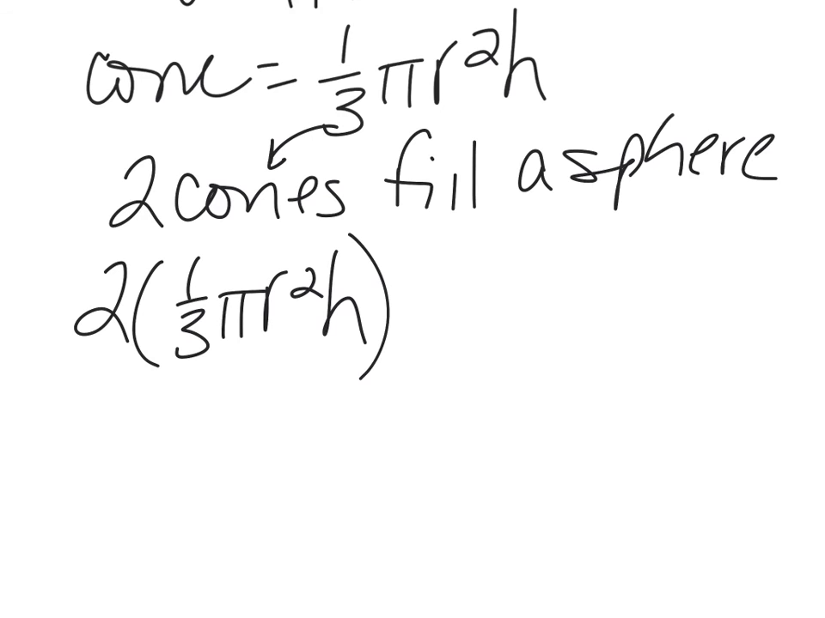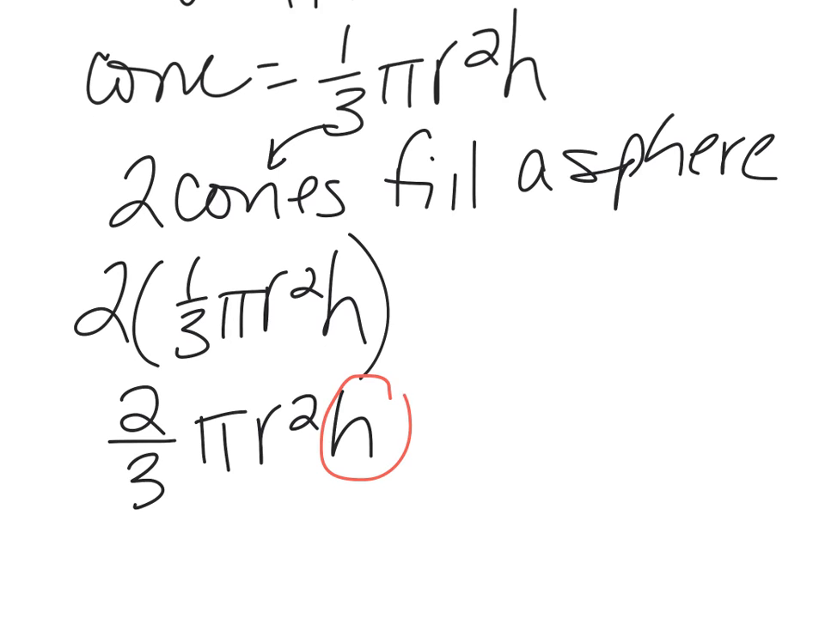will give me the volume of the sphere, because 2 cones fill a sphere. So let's think about this. So I have 2 times 1/3 is 2/3. Then I have this. Here's the part that's bothering me. A sphere has a height. I know what a radius is. That's easy. Same thing as the cone, the halfway across from the center of the sphere to the edge.